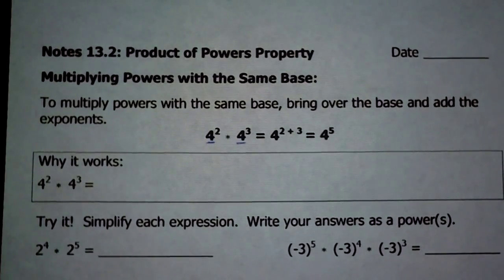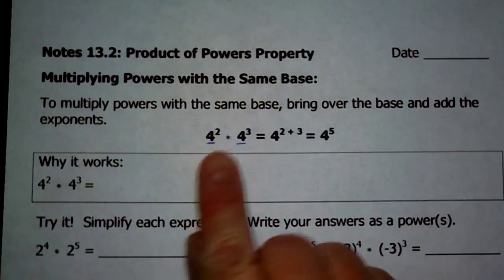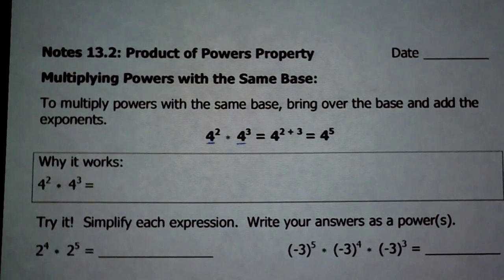So product, yes, it still means multiplication, nothing has changed. And we just learned in our last lesson what a power is. It's basically an exponential expression. There's a base and an exponent. And we're going to learn some special little properties that take place when you're multiplying powers. We're going to start out by looking at powers with the same bases.